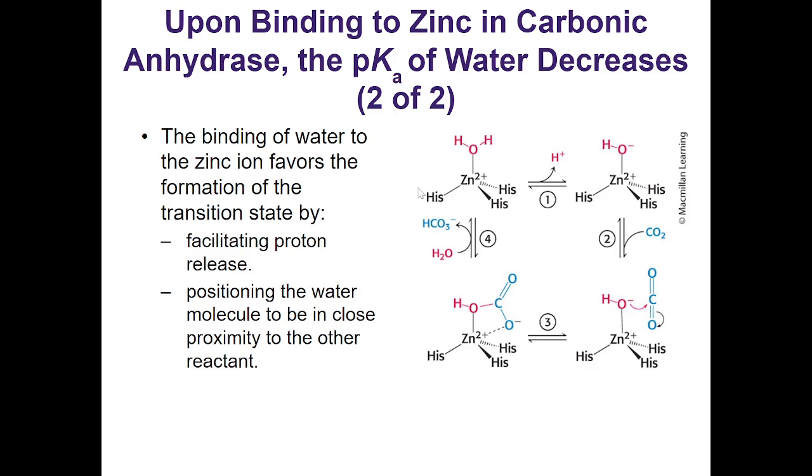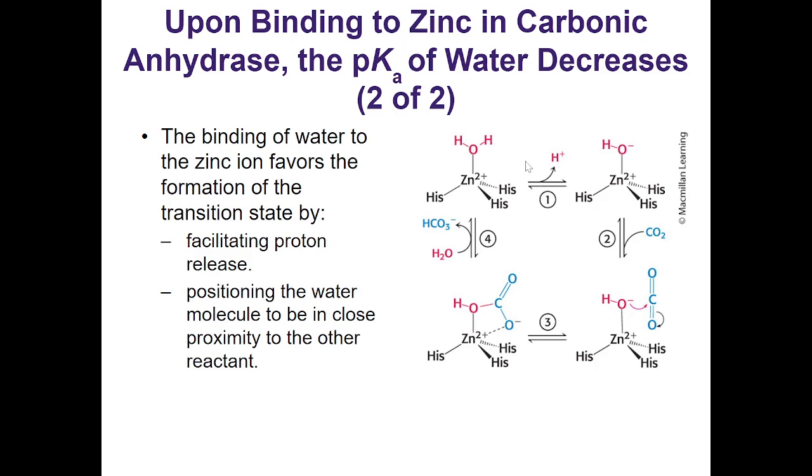So the binding of the water to the zinc ion actually favors the formation of the transition state. This does it by facilitating the proton release from the water, making the hydroxide. Excuse me, I keep saying hydroxyl, because I'm so into protein mode right now, and serine. It positions the water molecule to be in close proximity to the other reactant, which is our CO2, and in the proper orientation, which is the oxygen being in close proximity to the carbon, right?